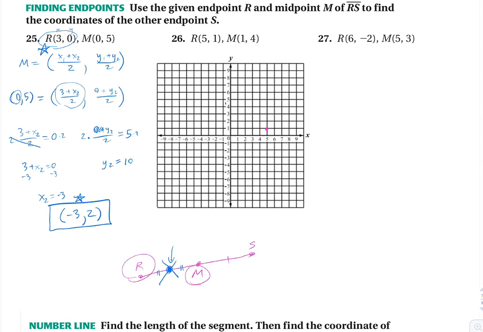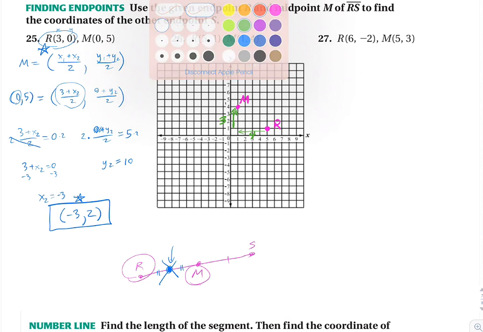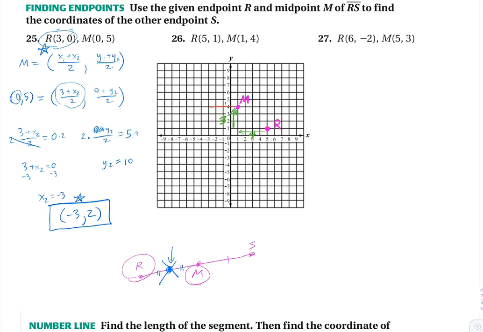This is 5, 1 here, and 1, 4 here. So this is my midpoint, and this is my R. How will I find my S? Well, let's think. If this is halfway over, I went over 1, 2, 3, 4. So I went over 4, and I went up 1, 2, 3. So I went over 4, and I went up 3. And that's halfway. Well, if I want to go the rest of the way, let's do it. I'm just going to go over 1, 2, 3, 4 more, right? And I'm going to go up 1, 2, 3 more.